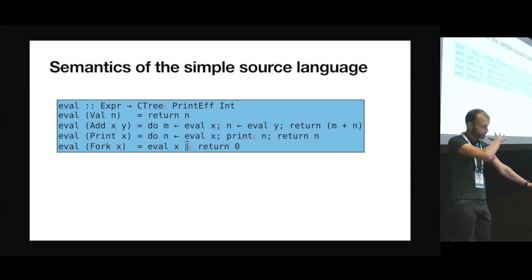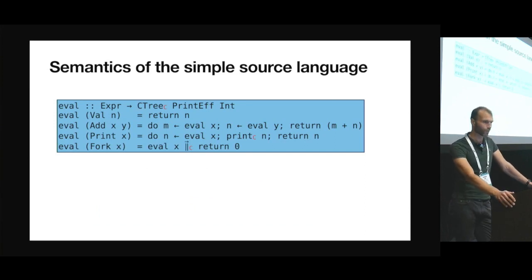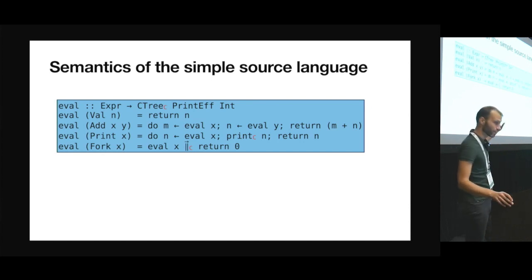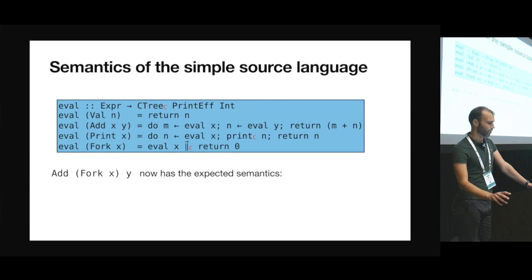So now we can revise the semantics that I've shown you earlier to use codensity choice trees, right? That have the continuations built in, and it looks very much the same. The only difference is now that we use the codensity choice trees. And now we can check that our example from earlier has the expected semantics, right?